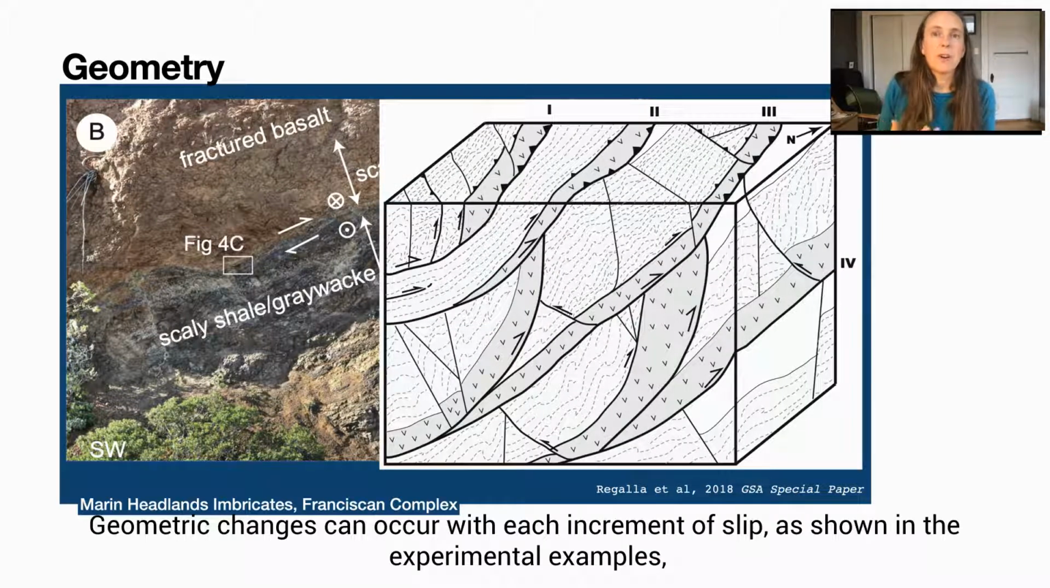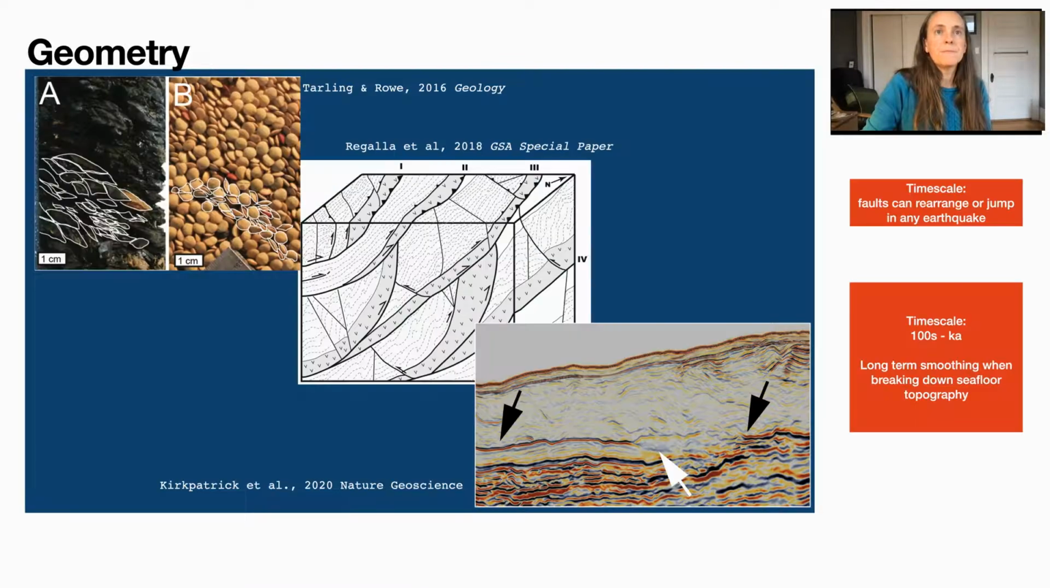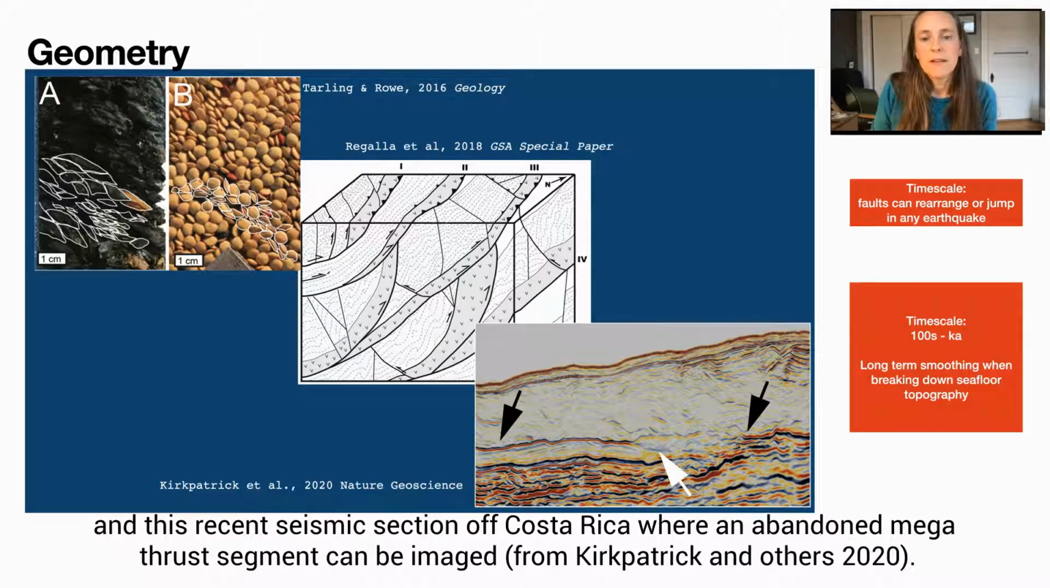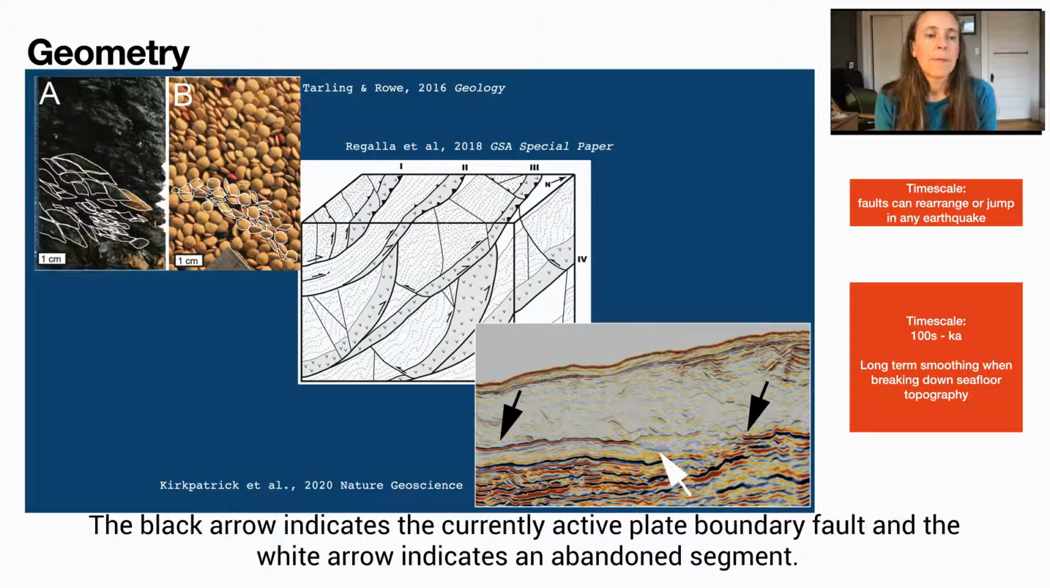Geometric changes can occur with every increment of slip, as shown in the experimental examples, as well as over the lifetime of the fault system, as shown in the block diagram from the Franciscan complex, and this recent seismic section off Costa Rica, where an abandoned megathrust segment can be imaged. This one was taken from Kirkpatrick and others 2020. The black arrow indicates the currently active plate boundary fault, and the white arrow indicates an abandoned segment.